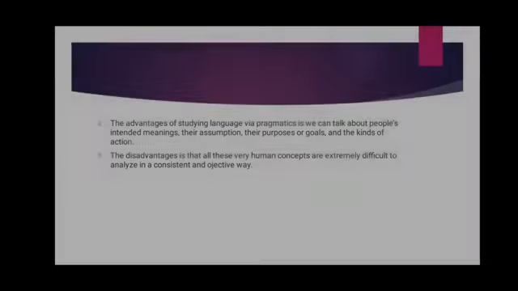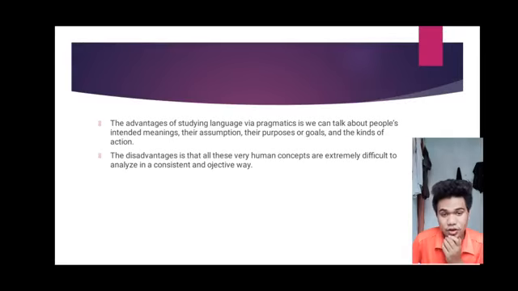I will explain about the advantage of studying pragmatics. The advantage of studying pragmatics is that we can talk about people's intended meanings, their assumptions, their purposes or goals, and the kinds of actions.